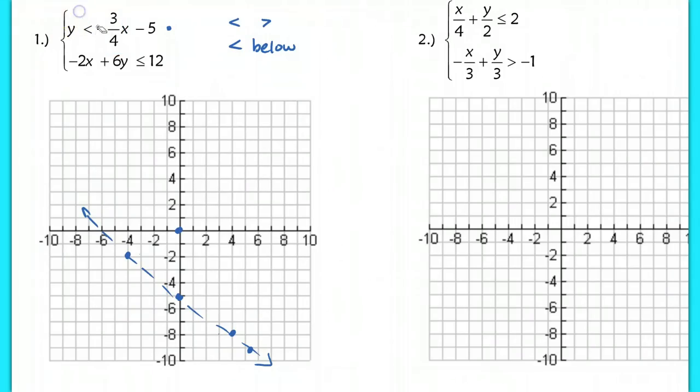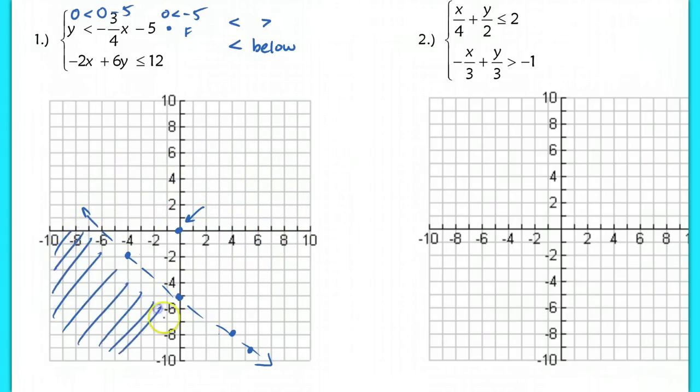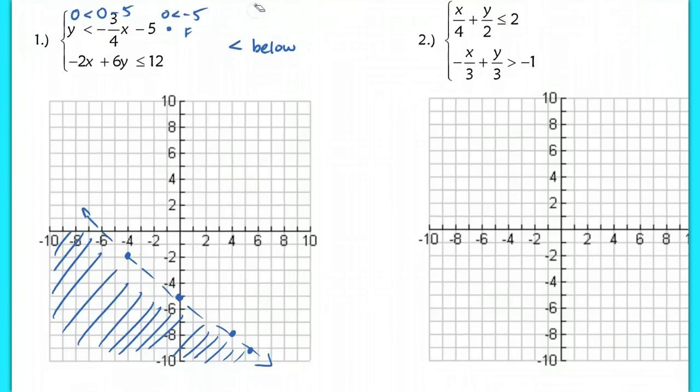If I plug 0, 0, this coordinate here, into the original inequality, I get 0 is less than 0 minus 5. I get 0 is less than -5. This is false, right? Which means we do not shade on the side with that point. We shade on the opposite side of this line down here. Now that's something I want you to be able to do really quickly. So, like I said, this is a less than symbol. For a less than symbol, we want to shade below the line.